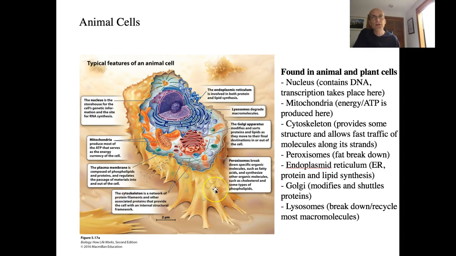So here's an example of an animal cell, and you see that it has a nucleus. So inside, that is the nucleus here. It has relatively large organelles that are bound by a membrane that are called mitochondria. And mitochondria are those places in the cell where ATP is produced, or energy is produced.